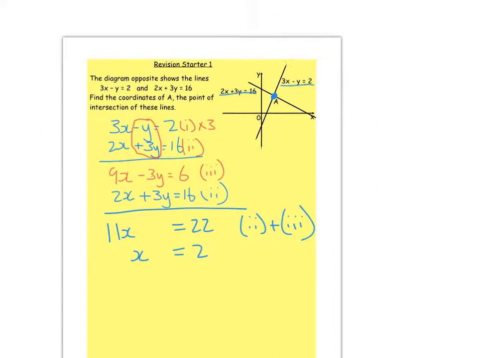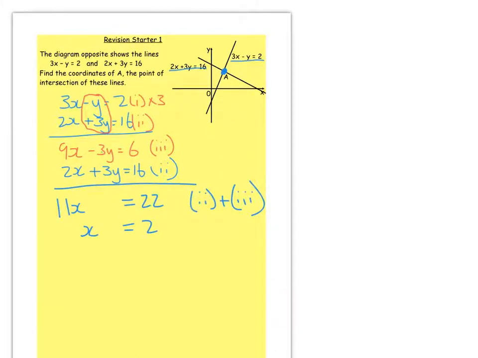Now, I need to find the value of y. So, when x equals 2, I can put that value back into any of my equations. I could put it back into equation 1, 2, 3, 4. They're all equations with x and y. Let's put it back into equation 1, okay? So to do that, I'll just write equation 1 again right here before substituting in, just so I don't make any silly mistakes. 3x minus y equals 2.